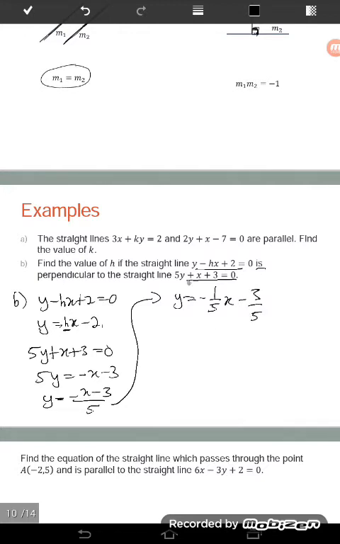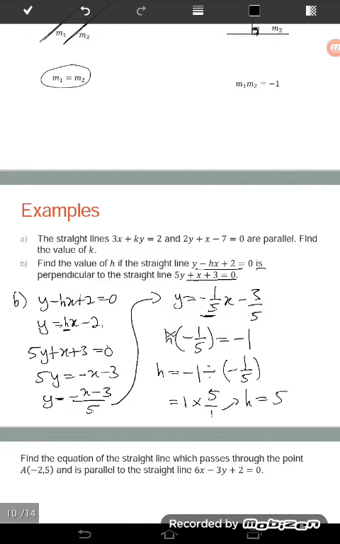Okay, so since both lines are perpendicular, therefore gradient of the first line, which is h, times by gradient of the second line, which is -1/5, is equal to -1. So h is equal to -1, this multiplication become division, divided by -1/5. So negative, negative, positive. So 1 divide fraction become multiplication, 5/1. So h is equal to 5. Okay, so dapatlah h sama dengan 5.